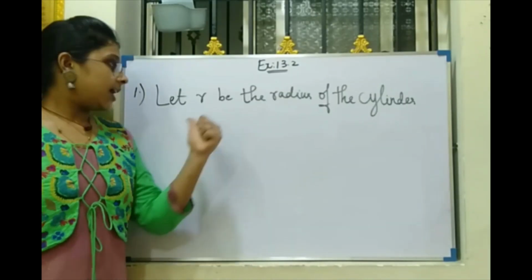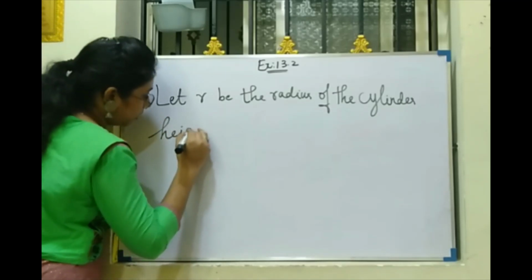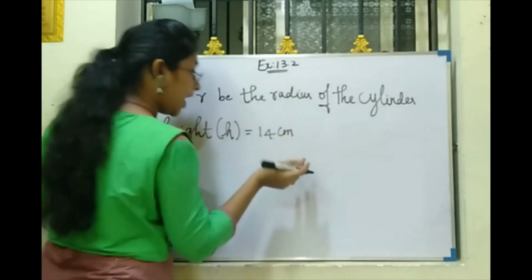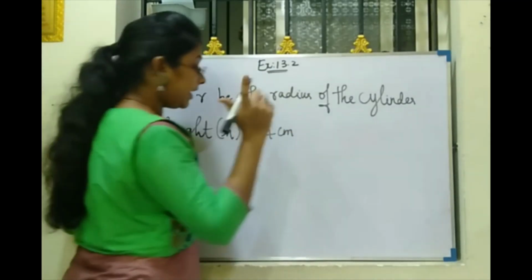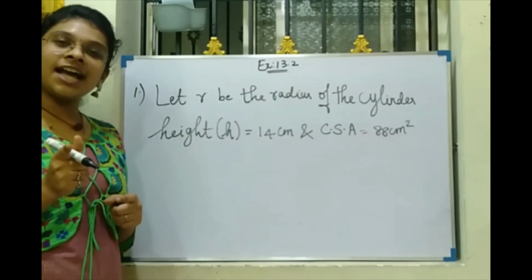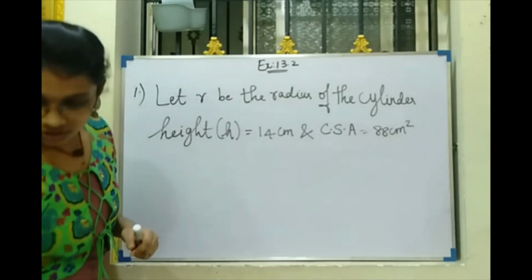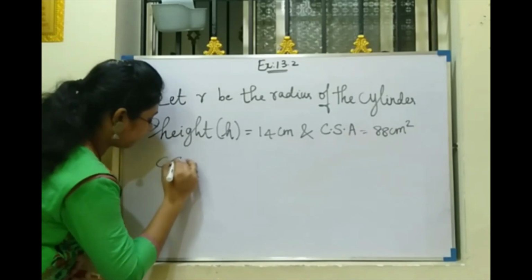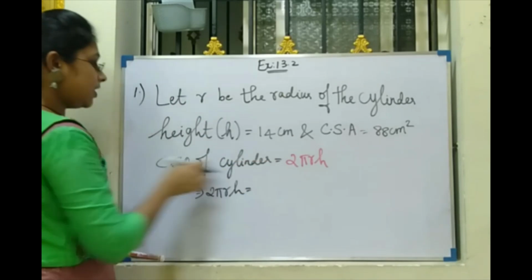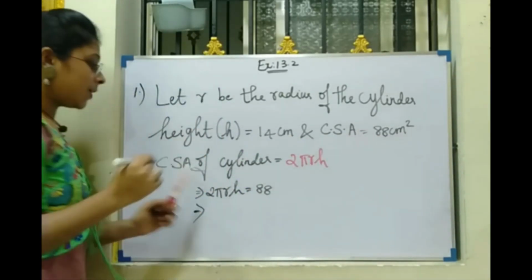First, let's keep r as radius. Now, what is the given information? Height is equal to 14 centimeter, and curved surface area is equal to 88 centimeter square. Okay. What is the formula for CSA of cylinder, guys? Yes, CSA of cylinder is equal to 2 pi rh. Here, 2 pi rh is equal to the CSA of cylinder, which is 88 centimeter square, and we have to substitute the values.